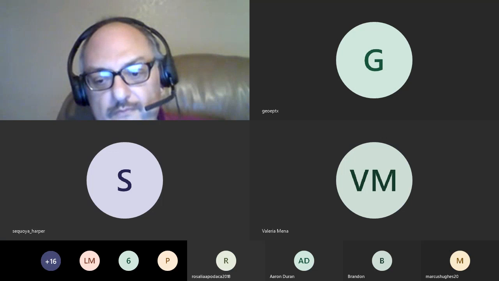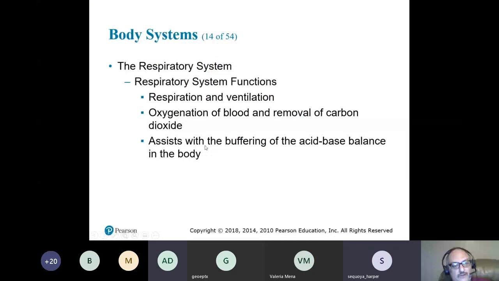And it's right here, if you look at the screen, assists with the buffering of the acid-base balance in the body. In other words, when the body starts becoming acidic, it's going to breathe faster because, we'll get to it later, carbon dioxide is building up, and the body doesn't like a buildup of carbon dioxide, so it's going to start to breathe faster to help neutralize the acid buildup in the body. Now, when it's becoming too basic, it's going to slow down the respiration to get a little bit more carbon dioxide buildup because it needs to maintain that acid-base balance.